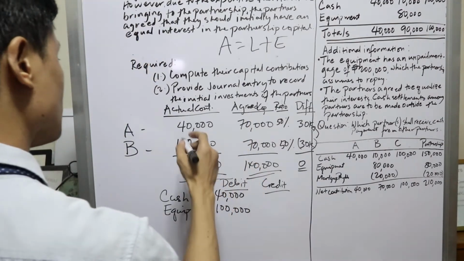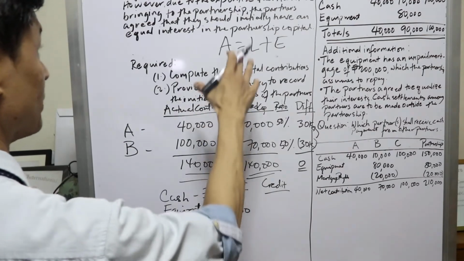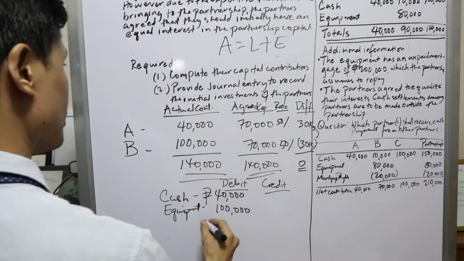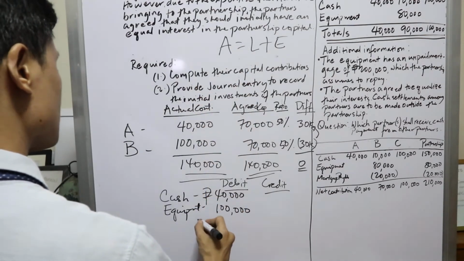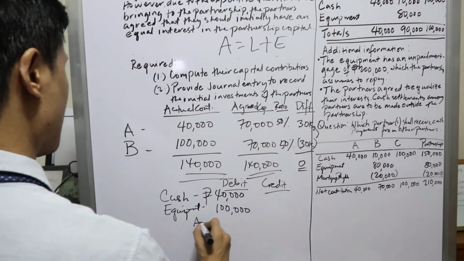So, going to dun sa credit side naman, wala naman liability. So, dun na tayo sa capital. So, this would be A capital.